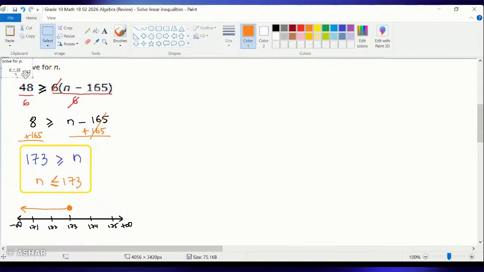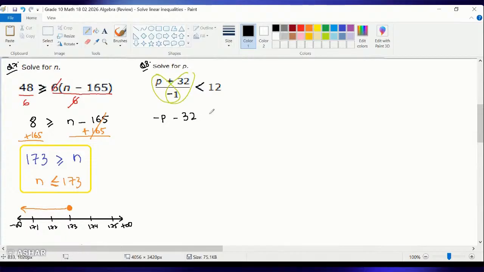The next question, question number 8. This is our given information, and they're saying -1 is less than, okay? Any number divided by 1 would stay the same. This is divided by 1 and this is divided by 1. So this becomes -p - 32 is less than 12. Agreed?